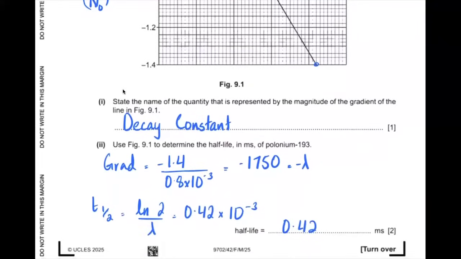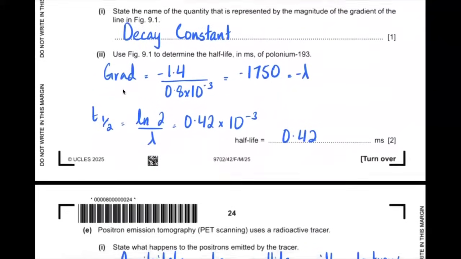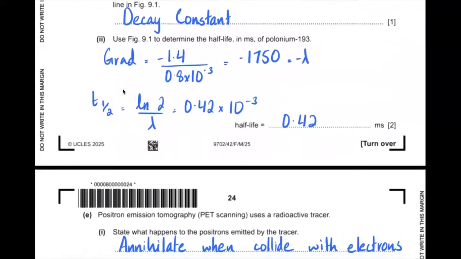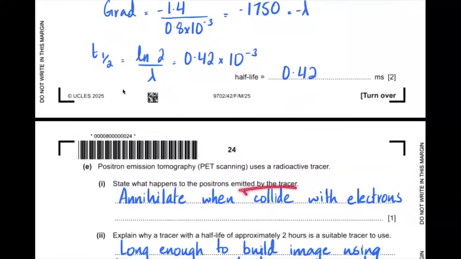Then I use this equation that lambda t half equals ln2. So I rearrange. So t half, which is the half-life, is ln2 over lambda, and that turns out to be 0.42 milliseconds. Positron emission tomography uses a radioactive tracer. State what happens to the positrons emitted. So the positrons collide with the electrons and annihilate each other, and then these turn into gamma photons.